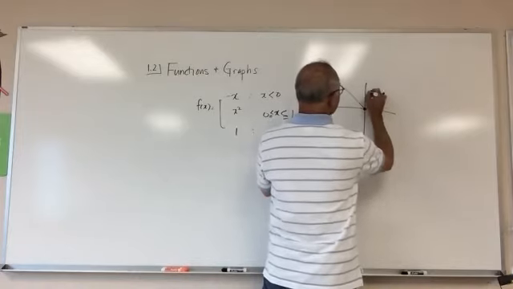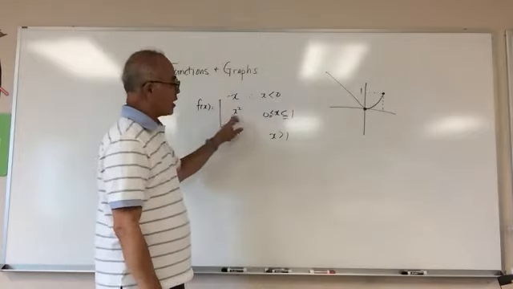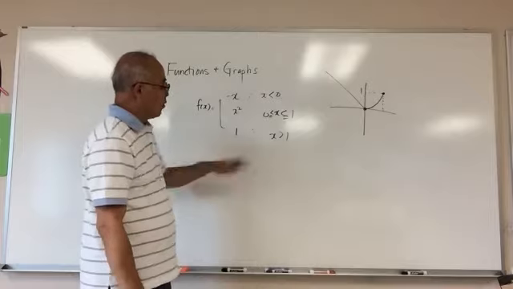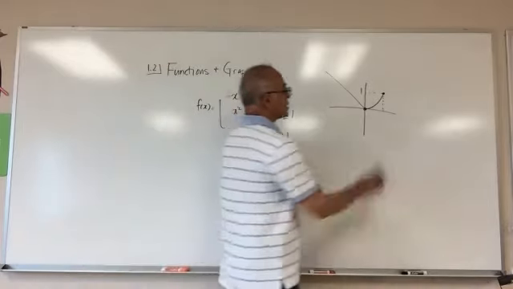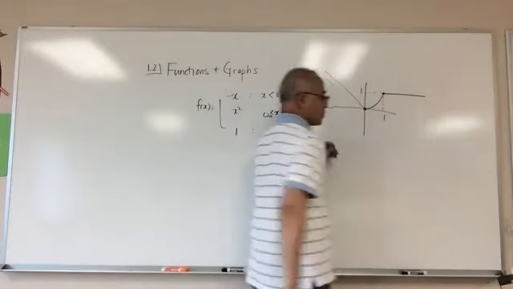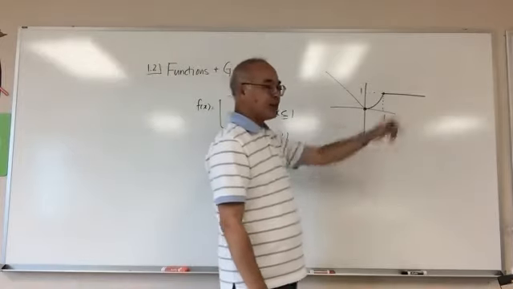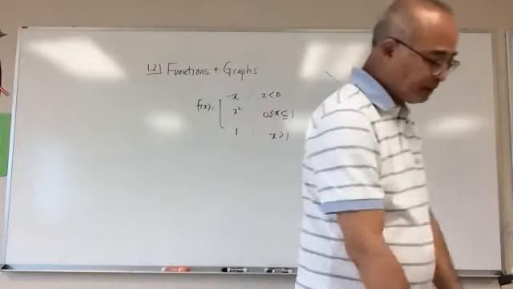When x is equal to 1, y is equal to 1 because it's x squared, right? 1 squared is 1. Okay, so here we go. When x is greater than 1, the value is 1. So when x is greater than 1, I go like that. So that would be my piecewise function. It is defined in pieces, so it's a piecewise function. Okay? That's how it would look.